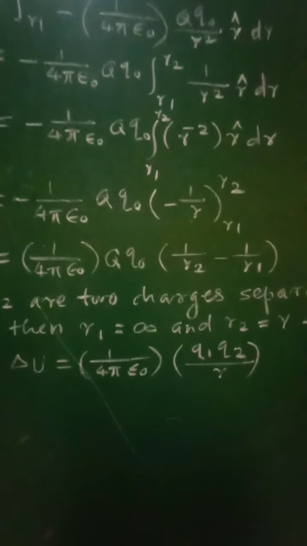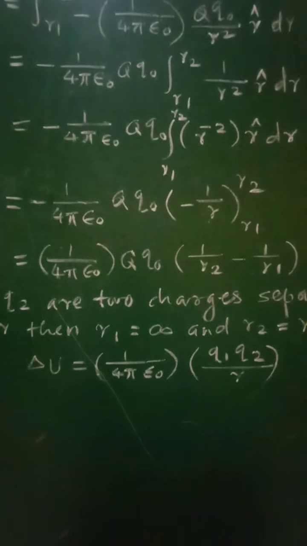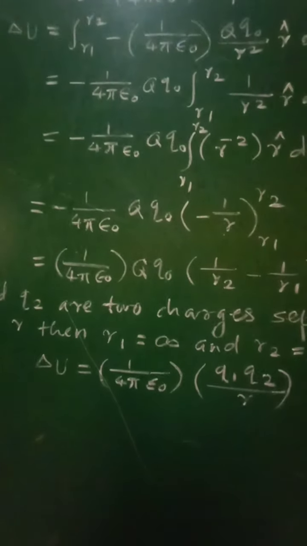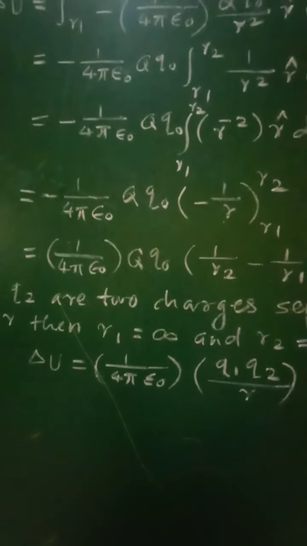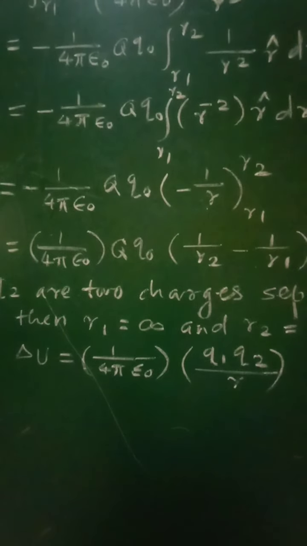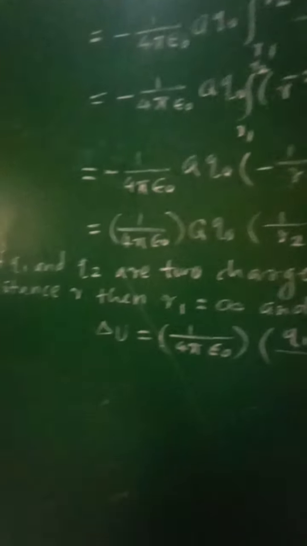In the above equation the bracketed term is negative, as well as at the beginning of that expression a negative sign is there, therefore it will become positive, and hence this equation will be 1 upon 4 pi epsilon 0 q0 into 1 upon r2 minus 1 upon r1.